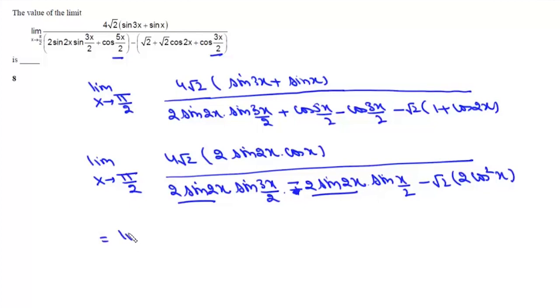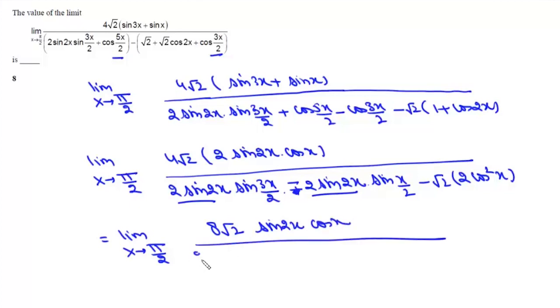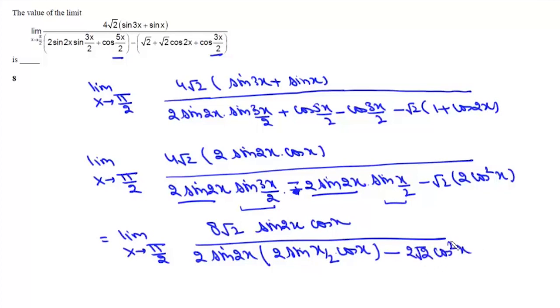So we'll write this as the limit as x tends to pi by 2, and this is 8 root 2 sin 2x into cos x, and here if we take 2 sin 2x common, we are left with sin 3x by 2 minus sin x by 2. Now sin c minus sin d is 2 sin (c minus d) by 2, which is sin x by 2, into cos (c plus d) by 2, which is cos x, minus 2 root 2 cos square x.